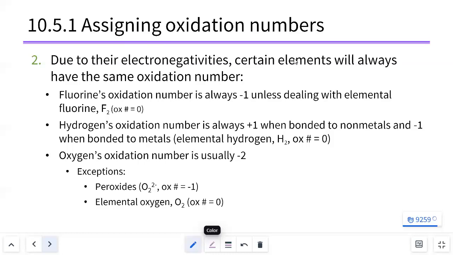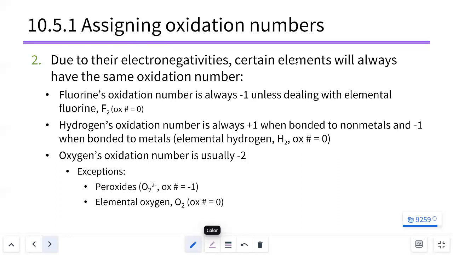So we haven't talked about electronegativity yet. It's something that we'll talk about more when we talk about chemical bonding. But the idea of electronegativity is basically how well does an element draw electrons to itself when it's bonded to other elements.